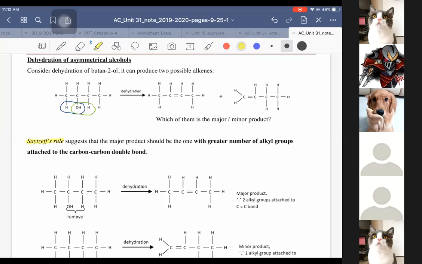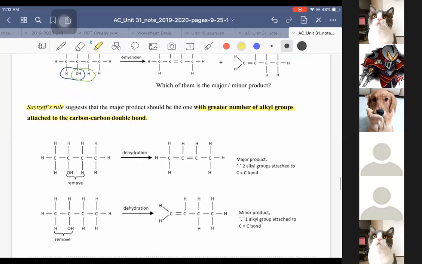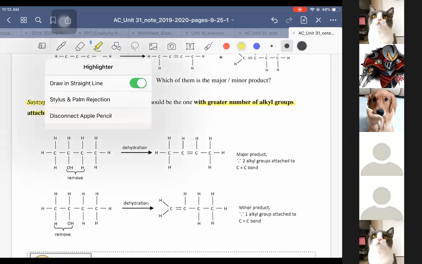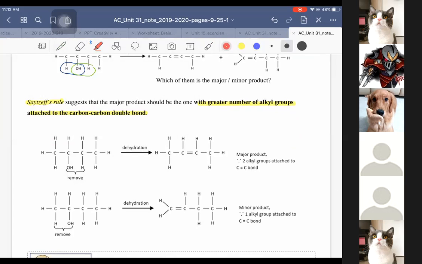Okay, so according to Zaitsev's rule, the major product should be the one with the greater number of alkyl groups attached to the carbon-carbon double bond. So what does that mean? Take a look at these two carbons. This one is mono-substituted. It only has one alkyl group attached to it.